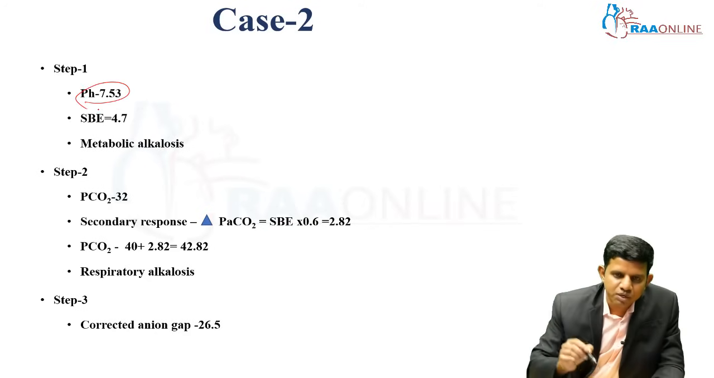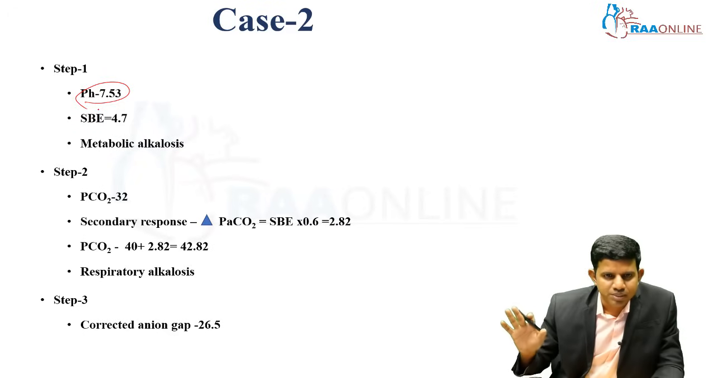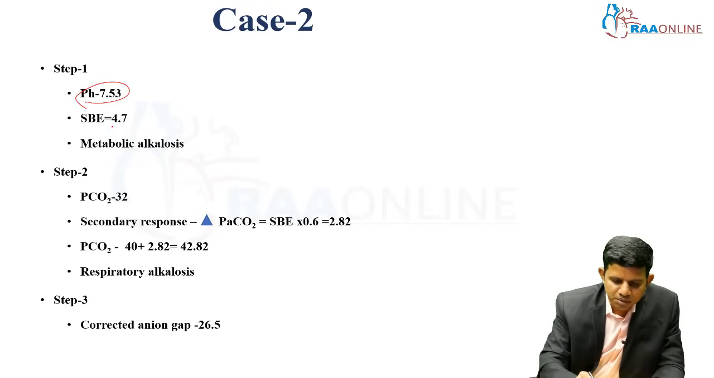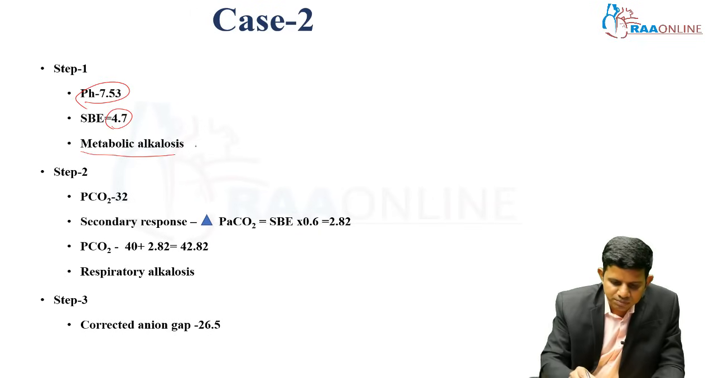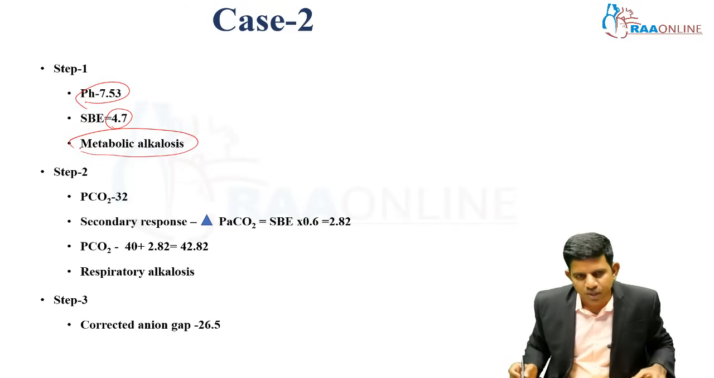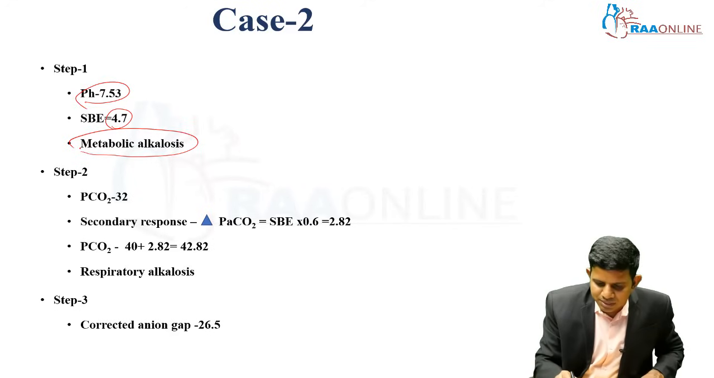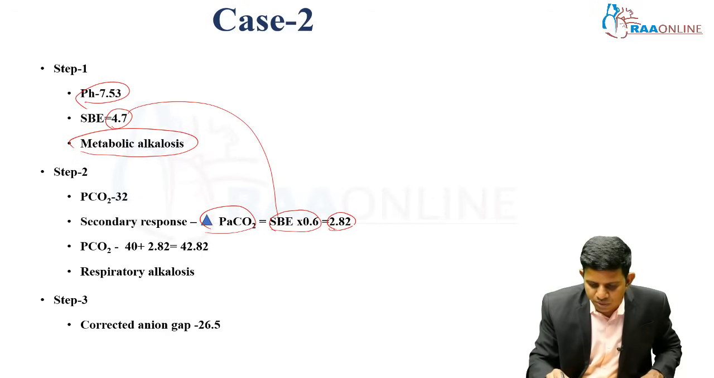It is higher than the reference range, it is more than 7.4. So, it is an alkalosis. My standard base excess is positive. So, what is that? It means the patient has a metabolic alkalosis. The second step is I have to look whether my PCO2 level is appropriate to the metabolic alkalosis. To assess the secondary response, as we already discussed, the standard base excess multiplied by 0.6 will give an idea about the PCO2 change. If I put standard base excess 4.7 into 0.6, it is 2.82.